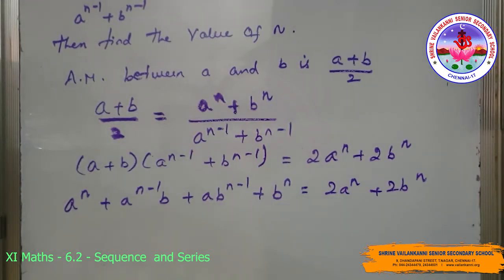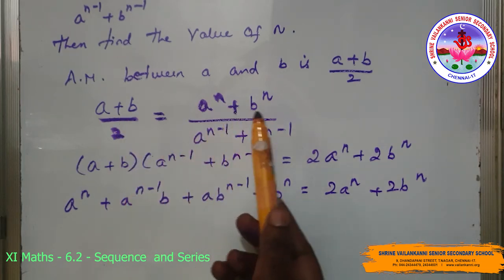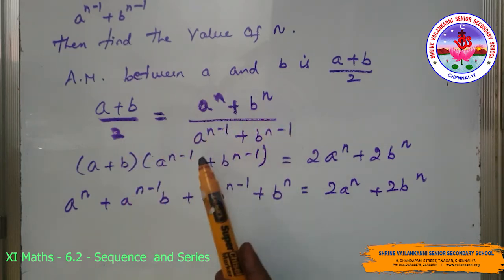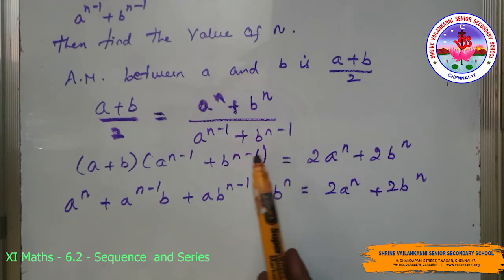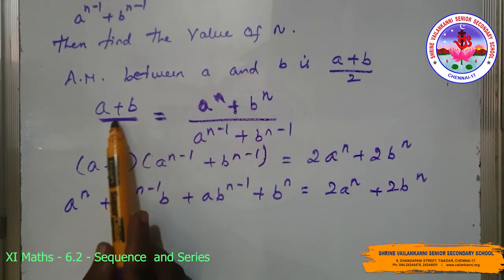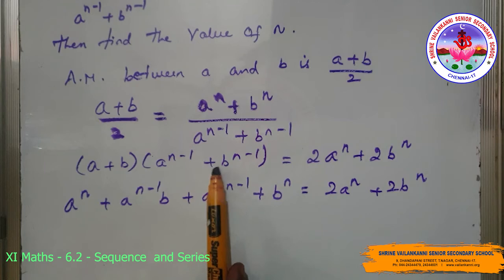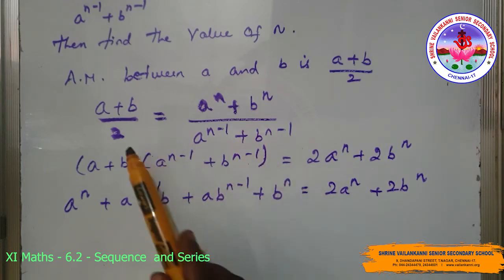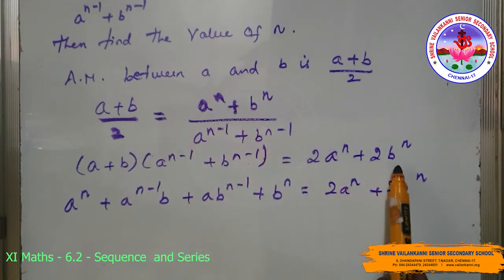So (a^n plus b^n) whole by (a^(n minus 1) plus b^(n minus 1)), which is the AM between a and b. So (a plus b) by 2 is equal to (a^n plus b^n) whole by (a^(n minus 1) plus b^(n minus 1)). So cross multiplying this, (a plus b) into (a^(n minus 1) plus b^(n minus 1)) is equal to 2 into a^n plus 2 into b^n.